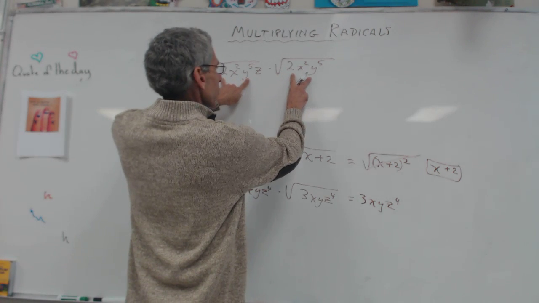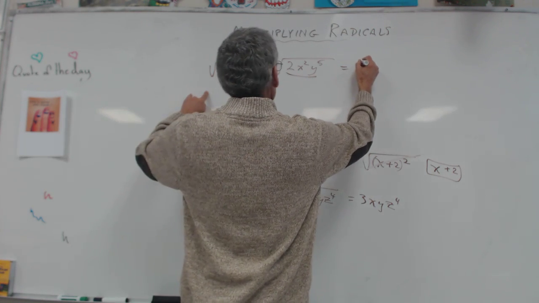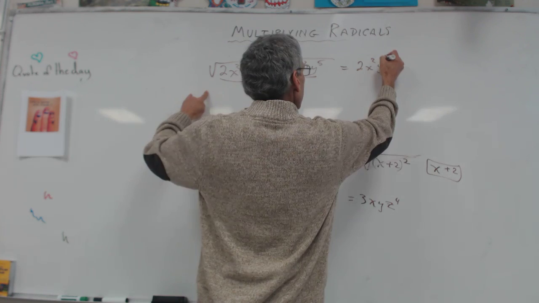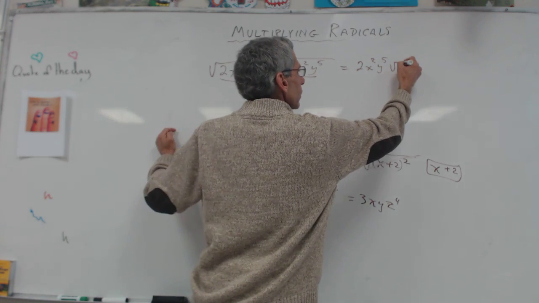The only things that are the same are these three. So I write those, 2x squared y to the 5th. The z does not have a z here, so I have to write that under the square root sign.